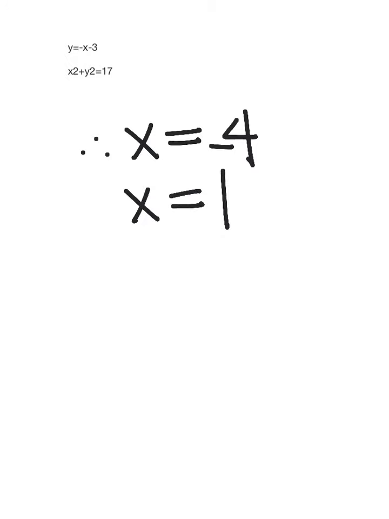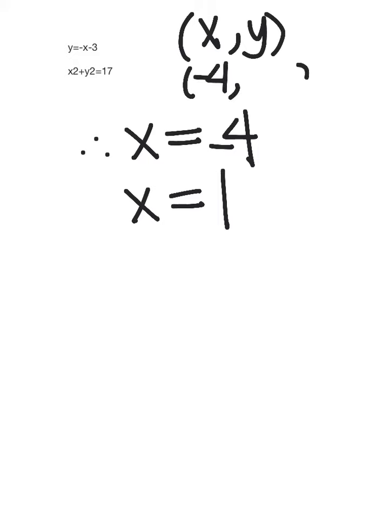Therefore, x equals negative 4 and x equals 1. This means that the final point has to have these as an x. So x, y is the point value. So we could plug it in as negative 4, comma, we don't know yet. And then it would also be 1, comma, blank.